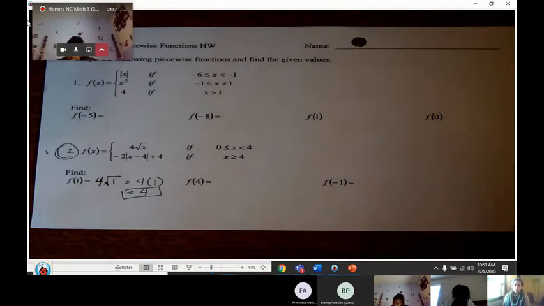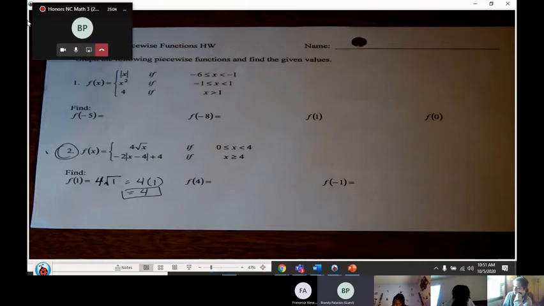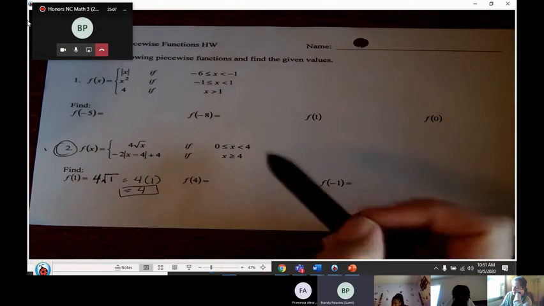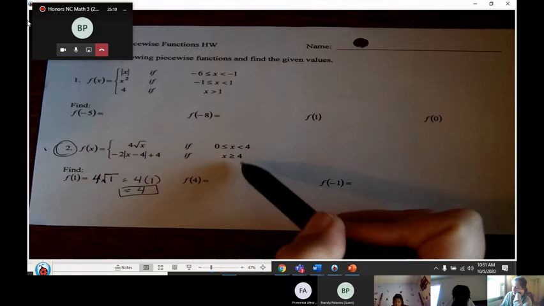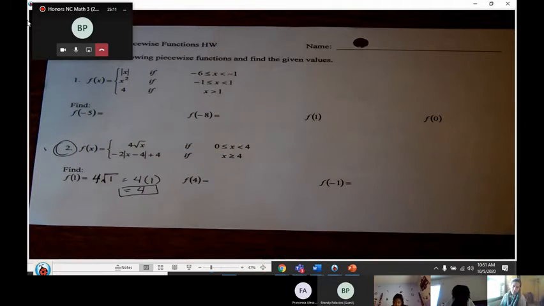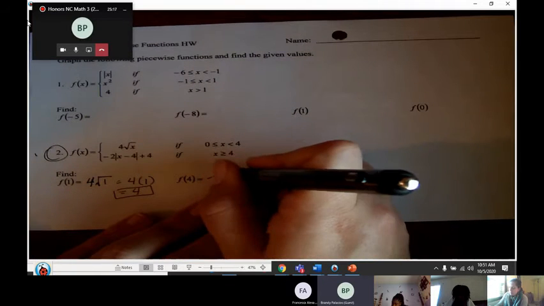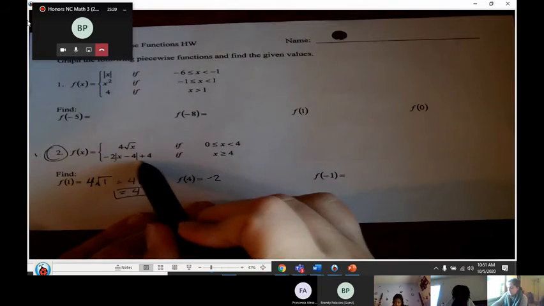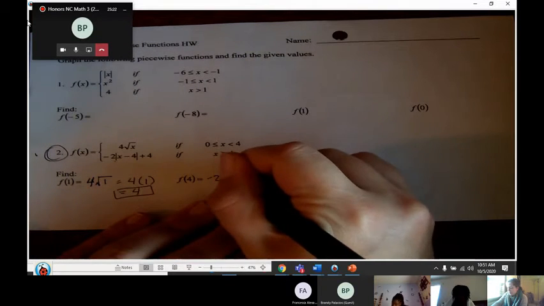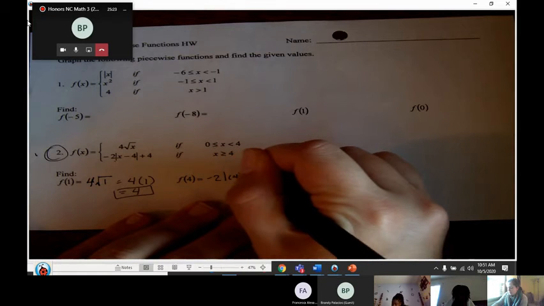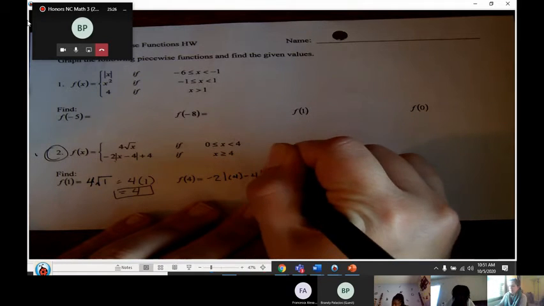Brandy, can you pick one of the other 2? F of 4. Okay, perfect. So is that one going to be between 0 and 4 or bigger than or equal to 4? Bigger than or equal to. Perfect. So I'm going to choose this function, -2 times the absolute value of 4 minus 4, plus 4.